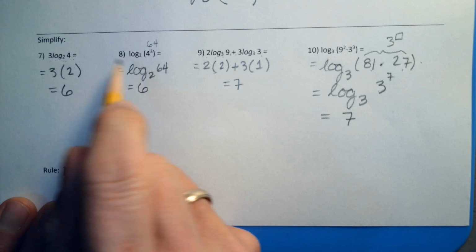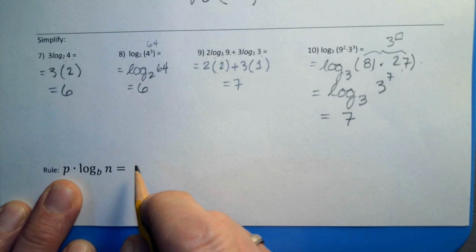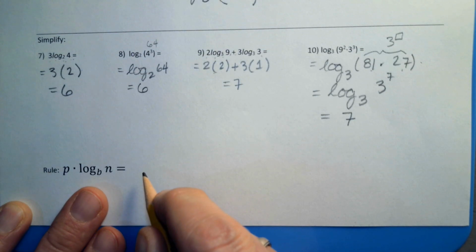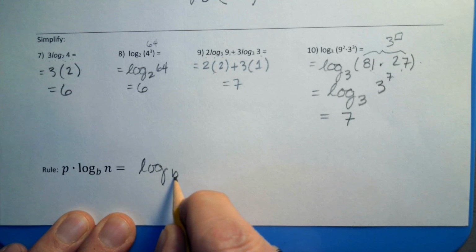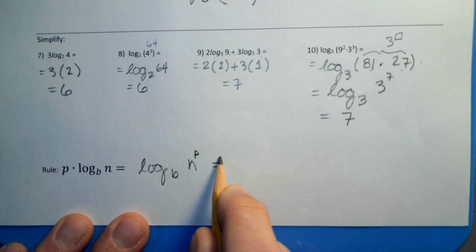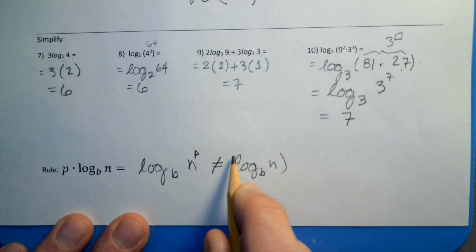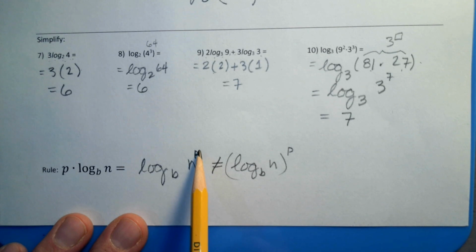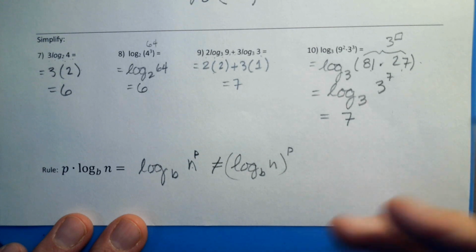So let's concentrate on these two. What's happening with this p? The p out in front can be put up. Now, it can be put up as the exponent on not the logarithm, but on the argument. So this will be equal to log, the same base b, of n to the p. Now, this is not equal to log base b of n with the argument being raised to the p. So be careful. It's not that. This exponent is on just the argument. It's not the exponent on the log, the whole thing.